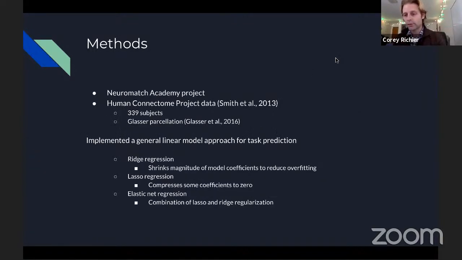Like I mentioned before, all four of us met and worked in the NeuroMatch Academy, and as part of our participation, we were provided a subset of the HCP data set with the Glasser parcellation. We implemented a general linear model approach just to see what would work best, using ridge, lasso, and elastic net regression. Ridge regression works to reduce overfitting by shrinking the magnitude of model coefficients, whereas lasso will compress some coefficients to zero. Elastic net utilizes some combination of both of these procedures.